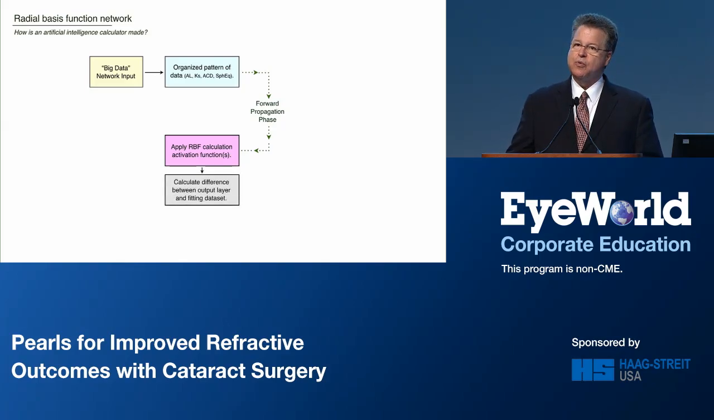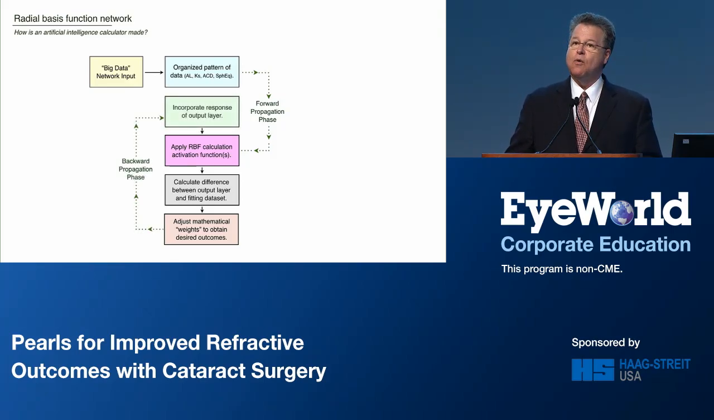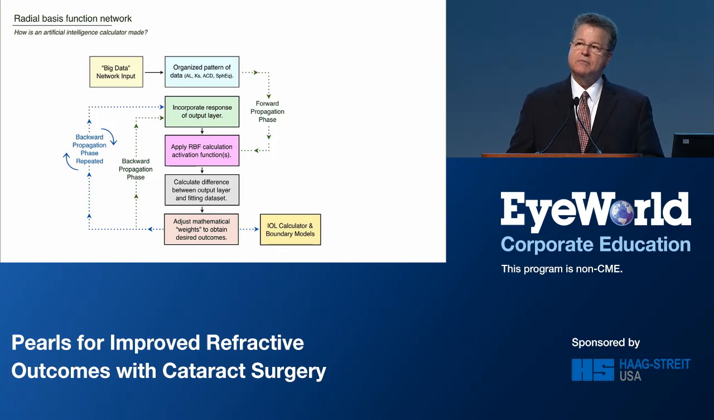We calculate the difference between what it first tells us and what we see. We make some adjustments to some things called mathematical weights, and then we do it over and over and over again using a 500-core computer. And we just keep going and going till we can't get any better. And what comes out is a calculator and also something called a boundary model.